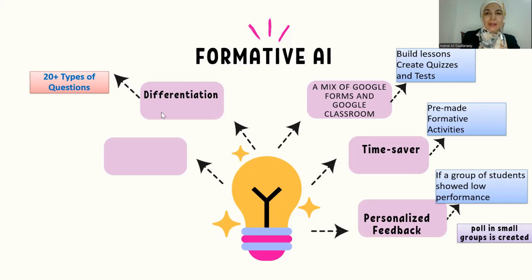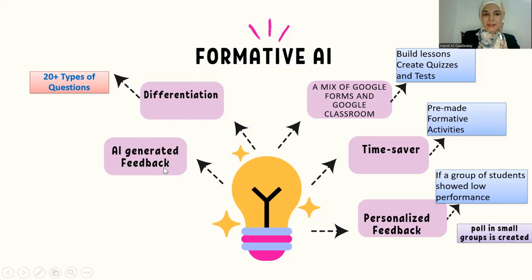How is that? If we think of Google Forms, for example, how many types of questions can you find or create on Google Forms? About 9 types of questions. But if you compare this to Formative AI, we have more than 20 types of questions, which is inclusive and includes everybody and every learner.